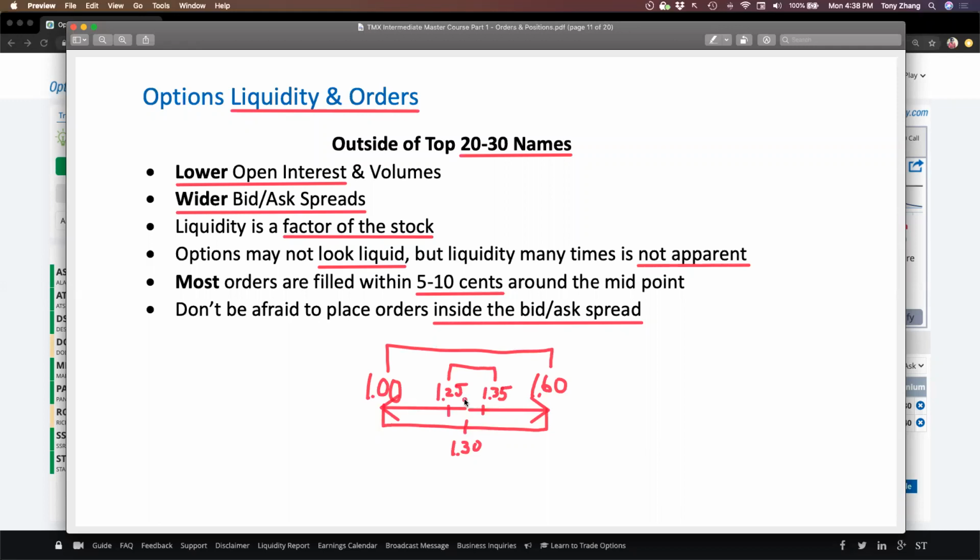And that's really what we're concerned about, not how wide something was quoted, but how wide the actual executions are. Now, I will say that generally speaking, the wider the quote, the wider the executions, but the quote width does not necessarily represent where you're actually going to get filled. The wider the quote, the less liquid something is, but just because it's wide does not mean that you can't get filled inside the spread. So I want to make sure everyone understands that.